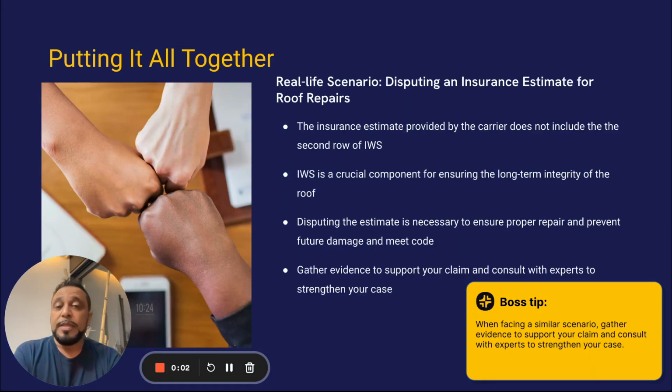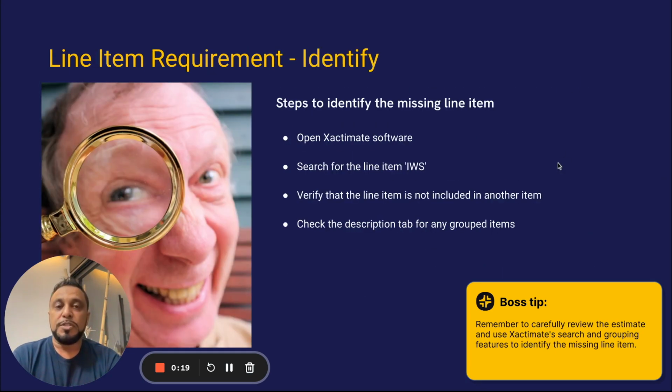So how do we take this three-legged stool approach and apply it to a real-life circumstance? Let's say they're disputing ice and water's second row, right? We understand the importance of it. We understand why it's needed. We understand why it's a critical component. So what we want to do is gather our stuff together and start the three-legged stool approach. We're going to first find the line item in Xactimate. We're going to make sure it's not been included in any other line item or any other area, just to make sure we're not double charging for the same thing.